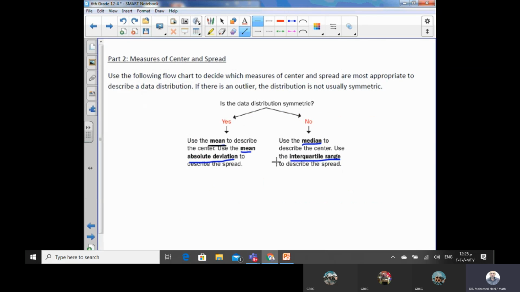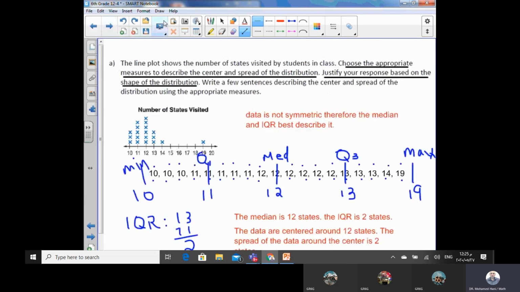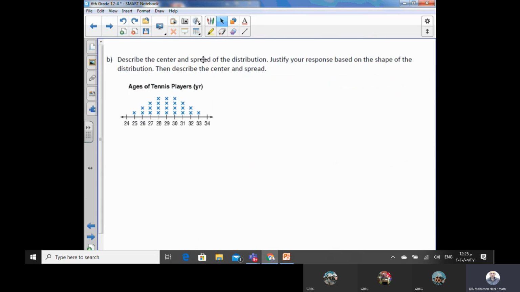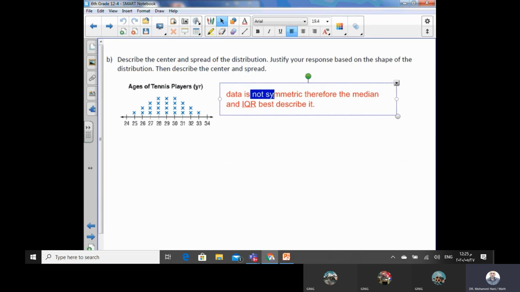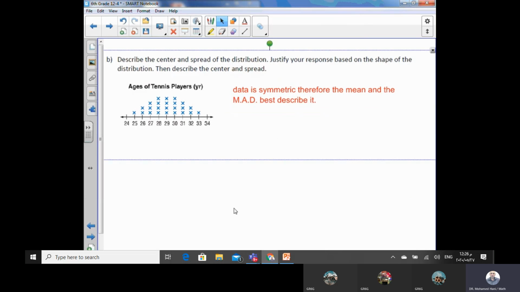Since the data is symmetric, I'm going to use the mean and the mean absolute deviation. So the data is symmetric, therefore, the mean and the mean absolute deviation best describe it. Now let's find the mean and the mean absolute deviation. To find the mean, we need to add all of these numbers up and divide by the total amount of numbers. So let's grab a calculator and add them up.